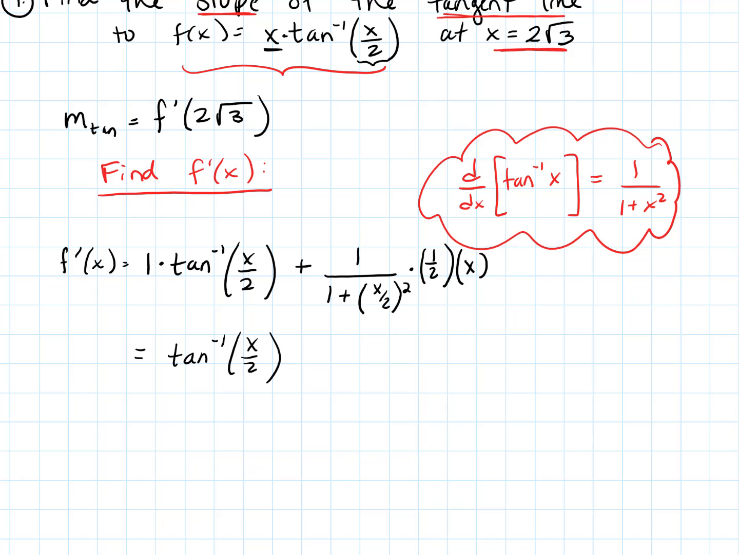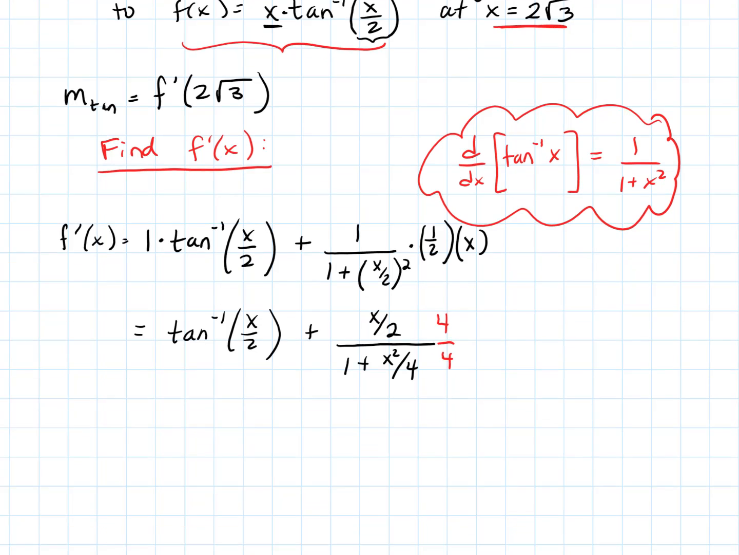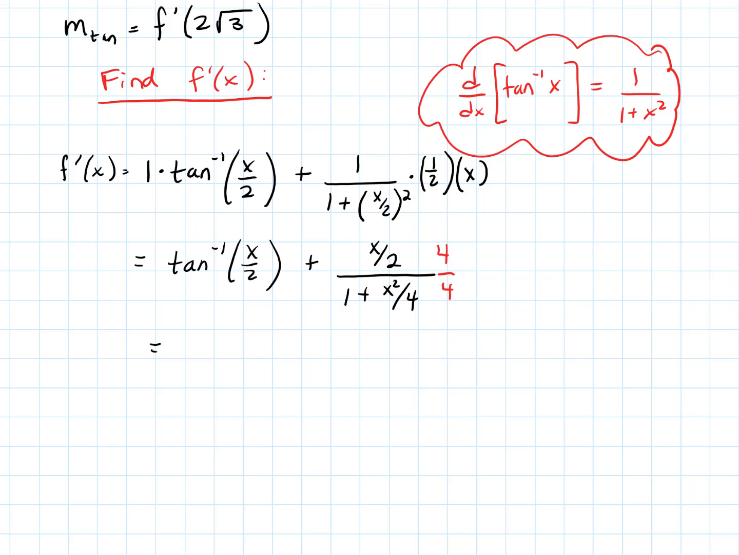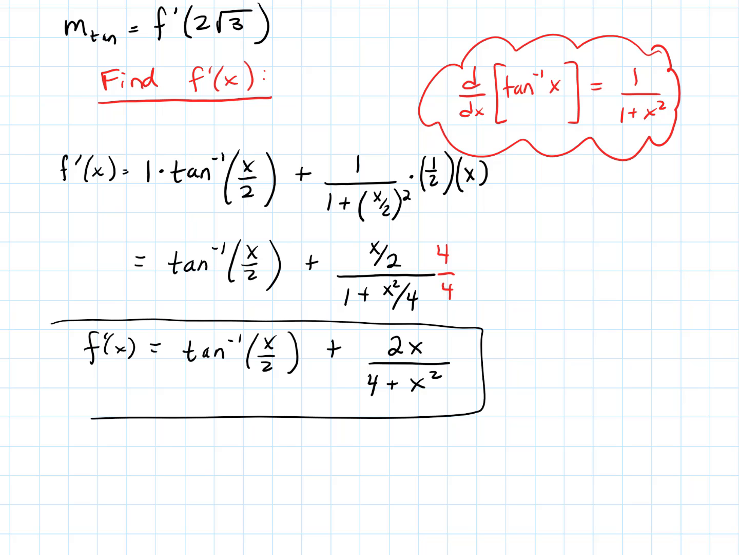Oh, actually we could clean up this compound fraction we're ending up with over here. We've got x over 2, 1 plus x squared over 4. I'm noticing that if I were to multiply the top and the bottom of this by 4, that's going to clean up my derivative enough to make it worth doing, especially since I'm going to be plugging in a value. So we end up with 4 plus x squared on the bottom and 2x on the top. I like that. That looks like a nice cleaned up derivative. Okay, so there's my derivative.